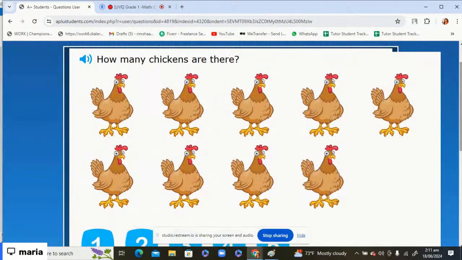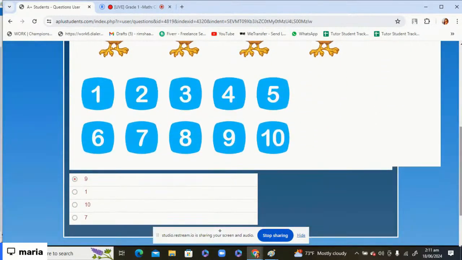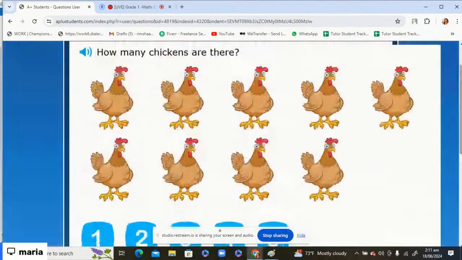How many chickens are there? It's 1, 2, 3, 4, 5, 6, 7, 8, 9. It's not 10, it's 9. Okay? It's not 8 as well. So 9, and then go with it.